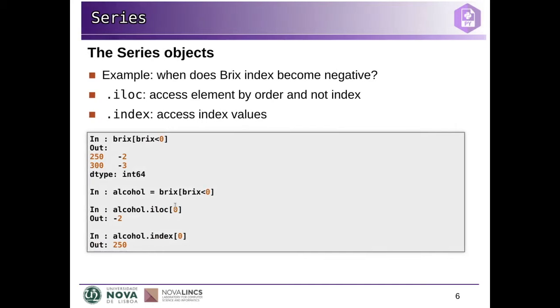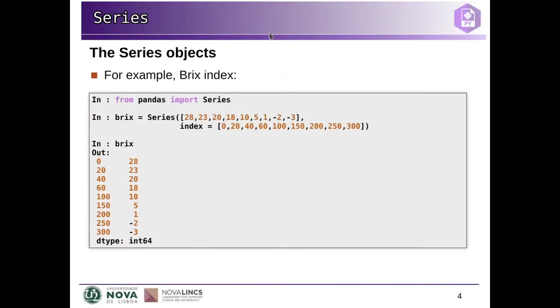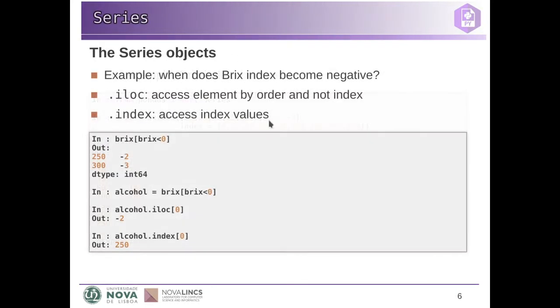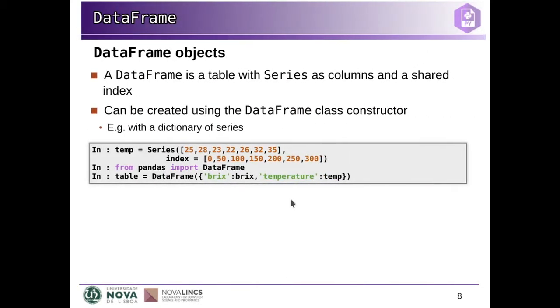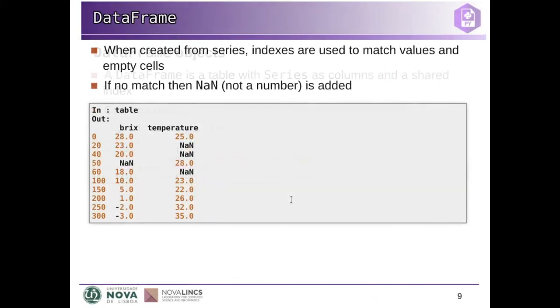But in this case, we are using series, and we have fewer data points for the temperature than we have for the bricks measurement. So this means that the number of values in the different columns will not be the same. But this is not a problem because pandas will match the corresponding indexes of the two series and will fill with an empty value, or not a number, those values that are missing.